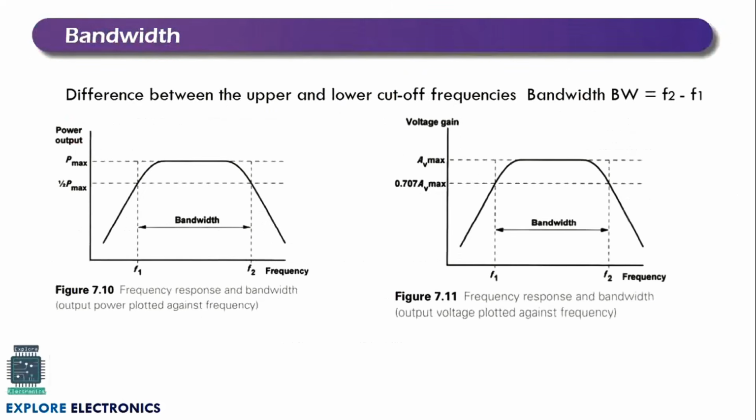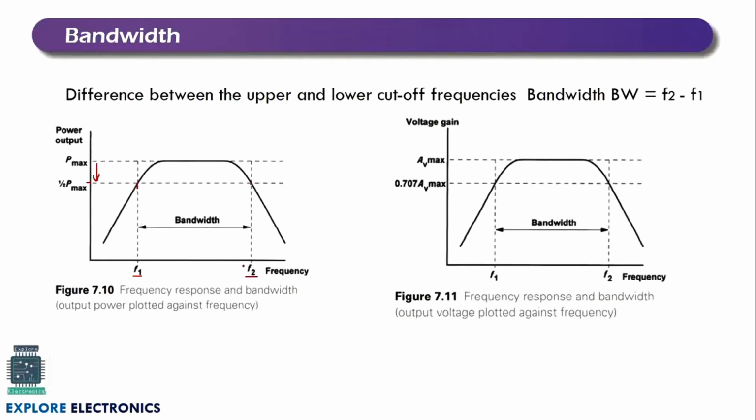Then bandwidth. Bandwidth is the difference between the upper and the lower cutoff frequencies. If this is the frequency response, and on the y-axis we are writing the gain with respect to power, this is the maximum power we are going to get from the amplifier. The lower frequency the amplifier can amplify is f1, and the higher, or maximum, frequency it can amplify is f2. If you get the frequency response like this, by reducing the 3 dB gain over here, this will be the line we are going to get. At this point, this is f1 and this is f2.